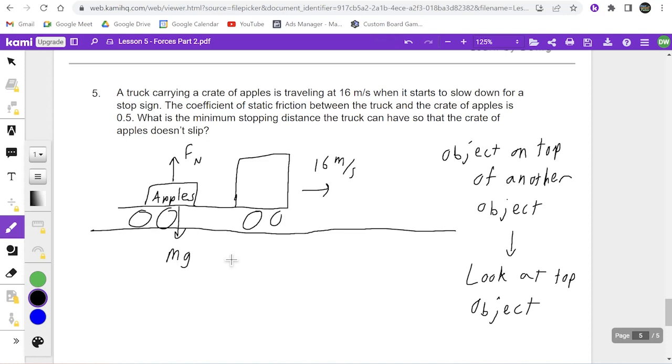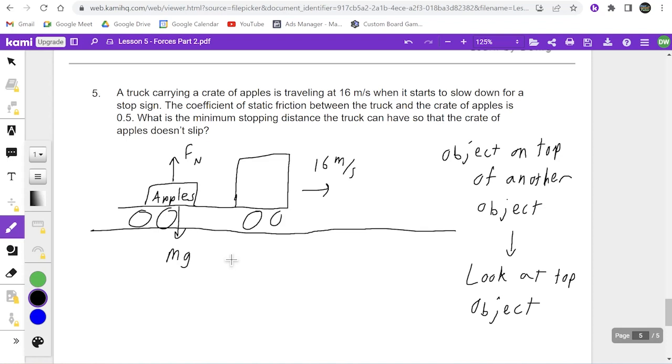Basically, here's my thought. Is there any force touching the apples that's propelling it forward? Like obviously, what's moving the truck forward? It's the gas pedal, the engine, whatever you want to call it. But all that stuff is connected to the truck, not the apples. Is there any force touching the apples? No, except for friction. So there's only one force I'm missing. It's friction. And the question is, which way does friction point?